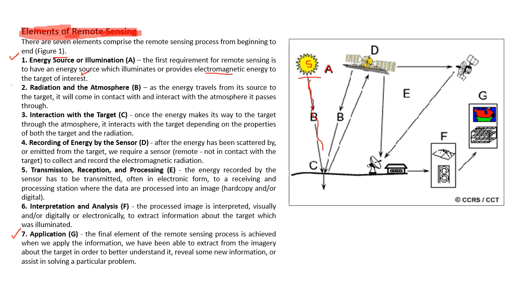The second is the radiation. So B part is the radiation which is coming here. Okay, it's coming and coming down also here. Then the third part is C, interaction with the target. So here what we are learning, in between A and C, this is B.